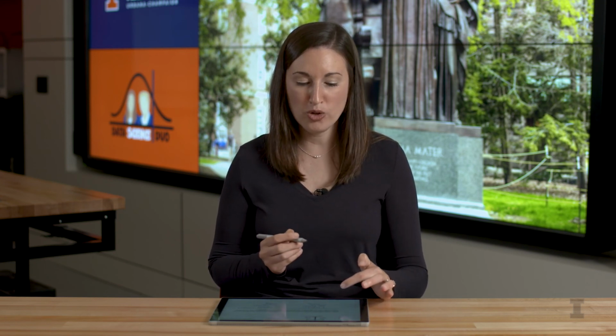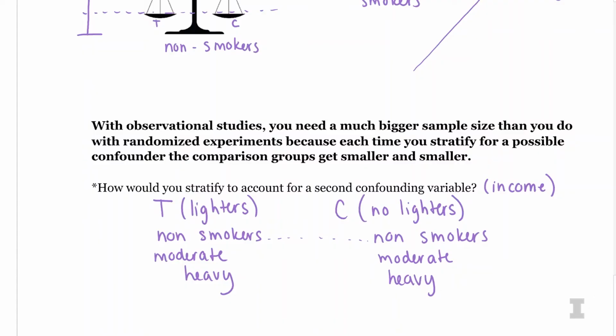If I wanted to add income as a second variable to stratify with, I would have to make even smaller groups. Let's look at the non-smokers in both groups. I'd divide them into, say, high income, medium income, and low income. So that's taking those non-smokers and dividing them into three groups. I'd do the same in the control group: take the non-smokers and look at the ones that had high, medium, and low incomes. You can see I'm making a tree here, and it gets complicated really fast.